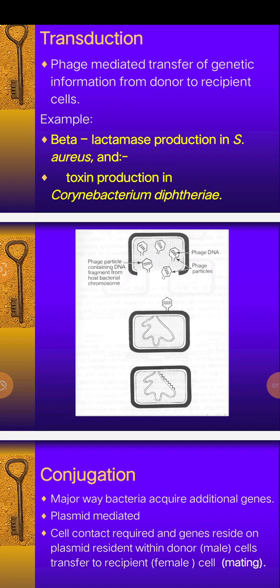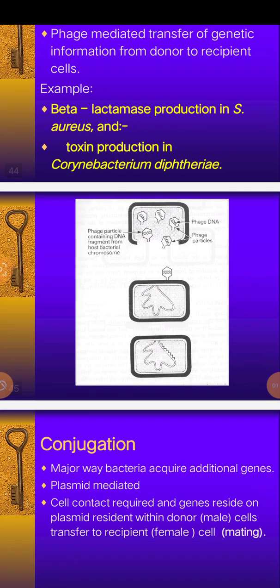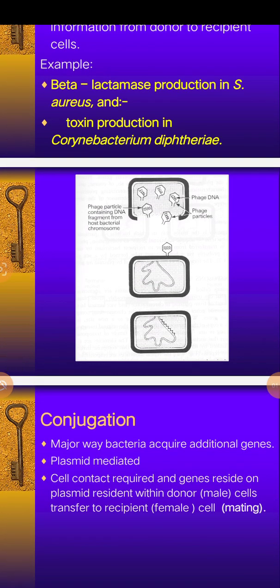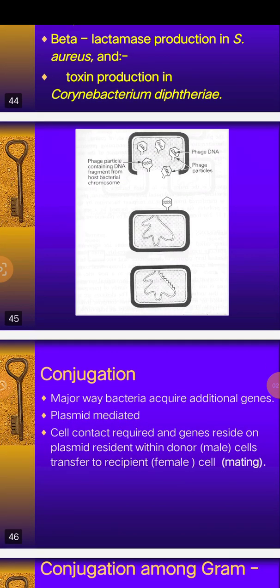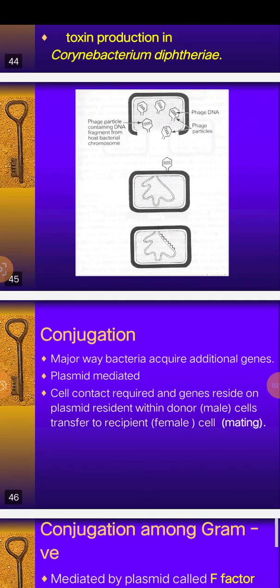They are allowed to infect the bacterial cell by means of the lytic or lysogenic cycle. The phage DNA now enters the bacterial cell, combines with the chromosomal DNA, and is transferred to the next generation.